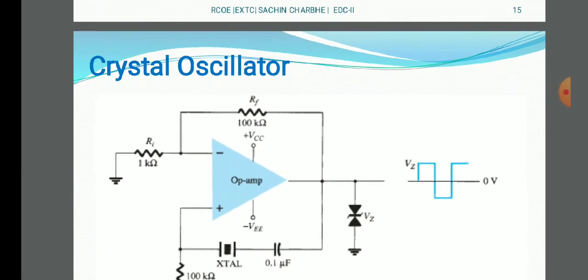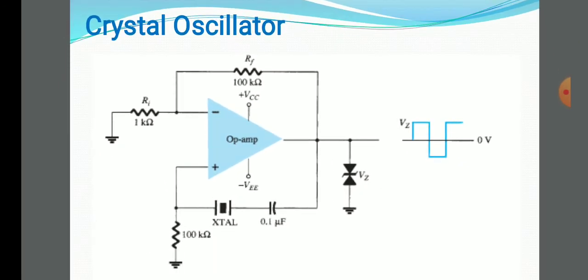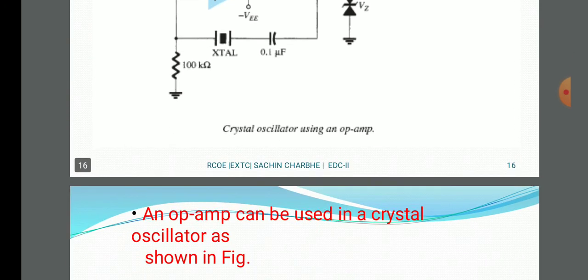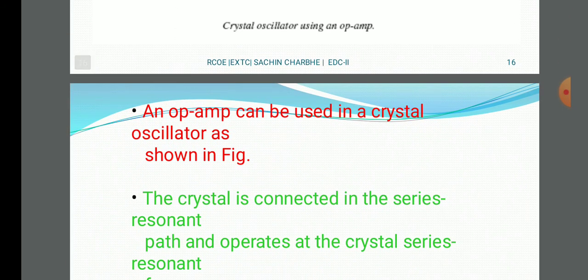Here we use the op-amp as the amplifier. In the non-inverting mode, we apply the crystal in series with the 0.1 microfarad capacitor. Then RF is 100 kilo ohm, and the input resistance R1 is 1 kilo ohm. An op-amp can be used as a crystal oscillator.